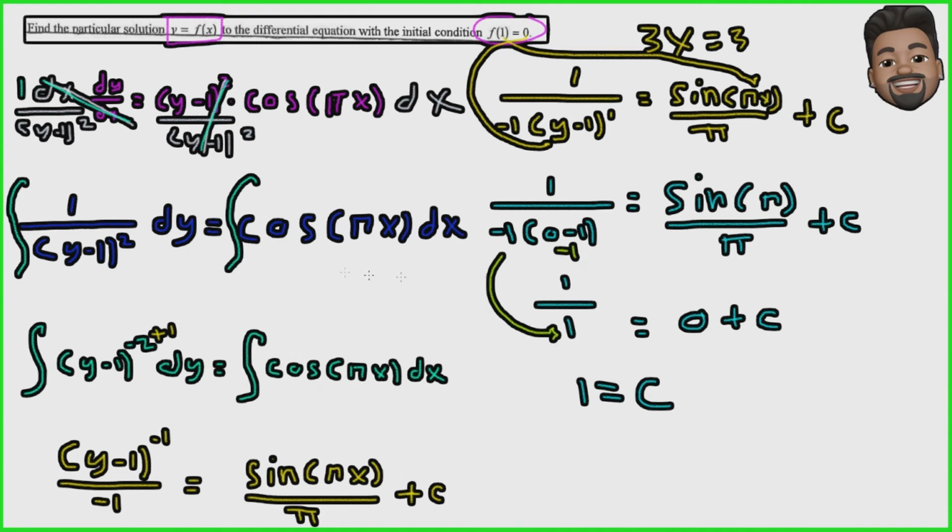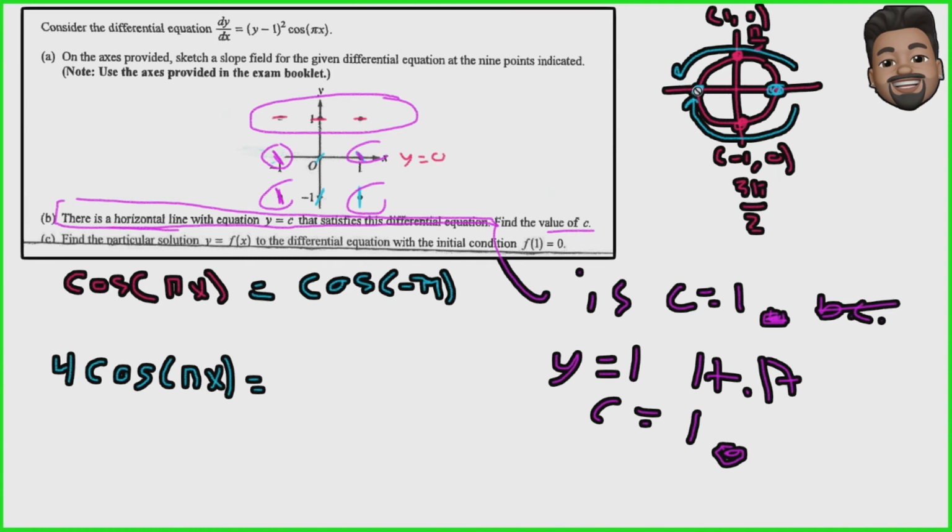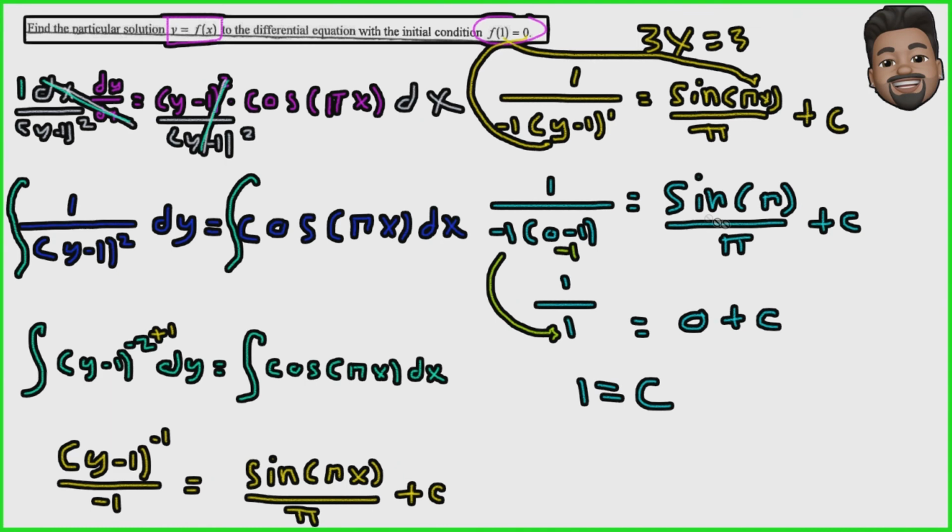Sine of pi, if I was to go back to our unit circle, sine of pi would be in this value right here. Now you know this is -1 comma 0. Sine is your y value, so that's why I knew that this was going to be 0 here, and 0 divided by pi is 0, so that's gone. 0 plus c is c. 1 divided by 1 is c. So 1 divided by 1 is 1. So we get c is equal to 1 here.